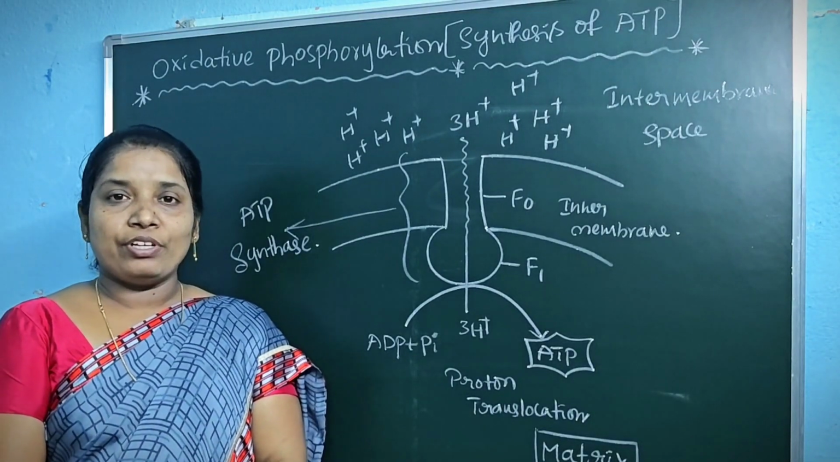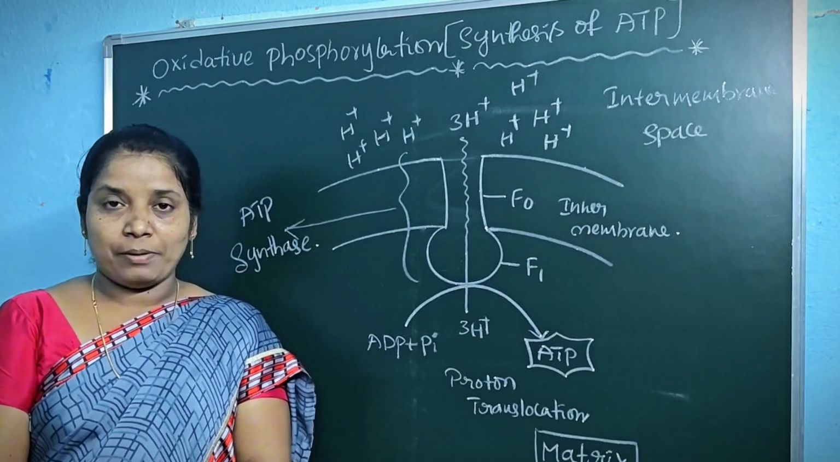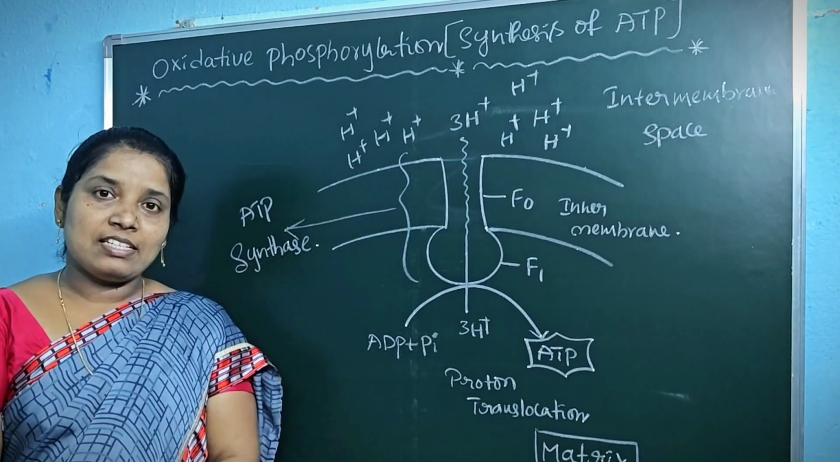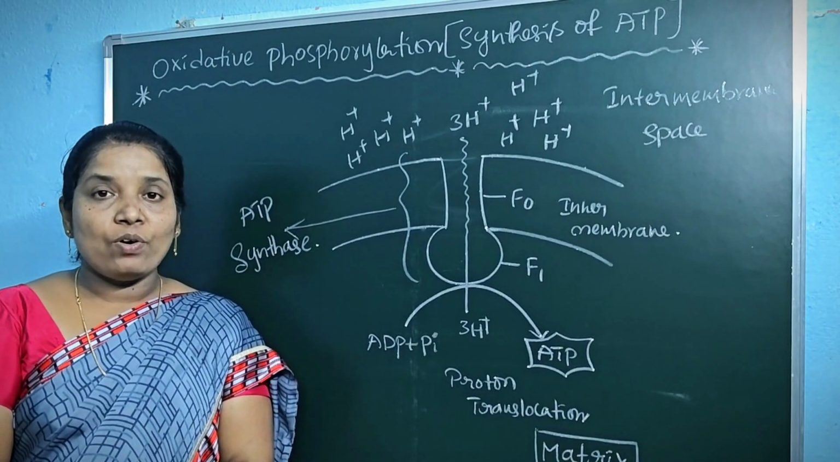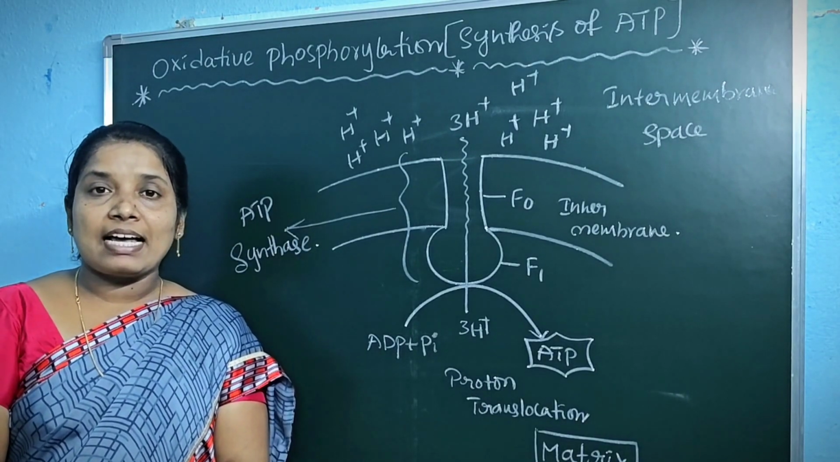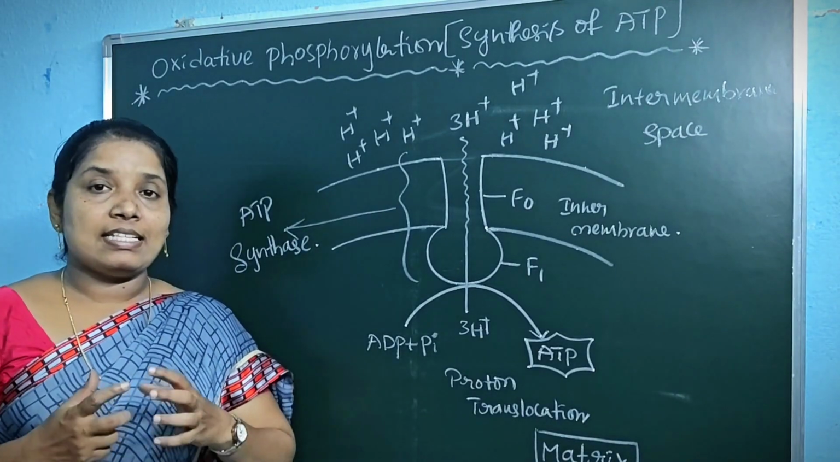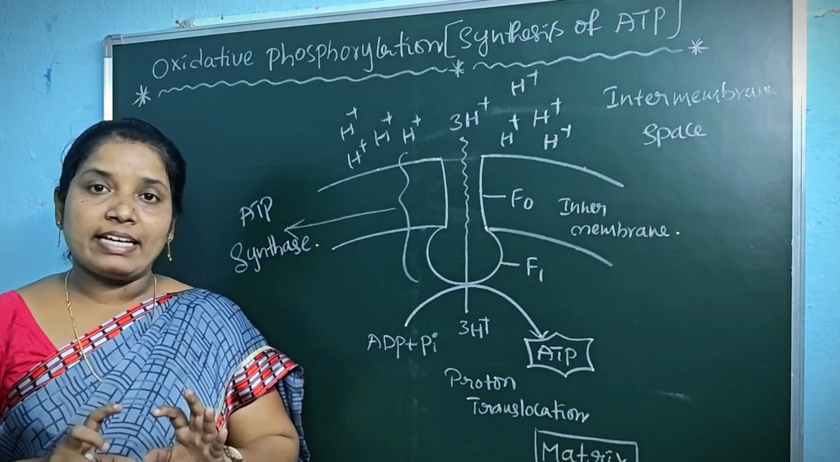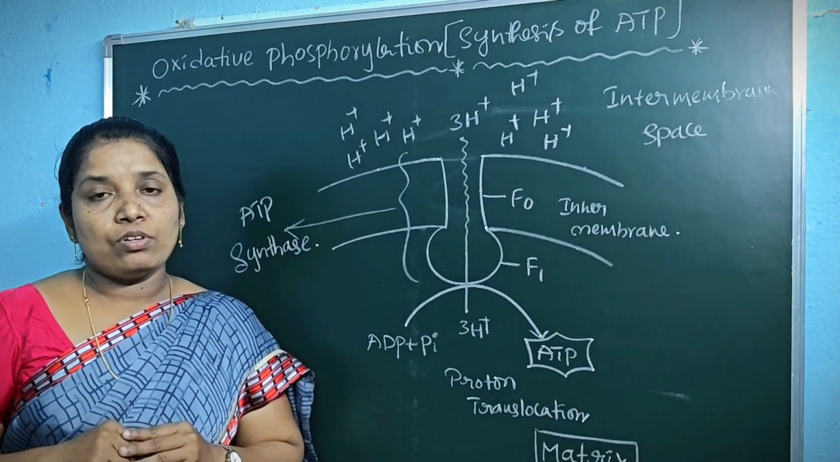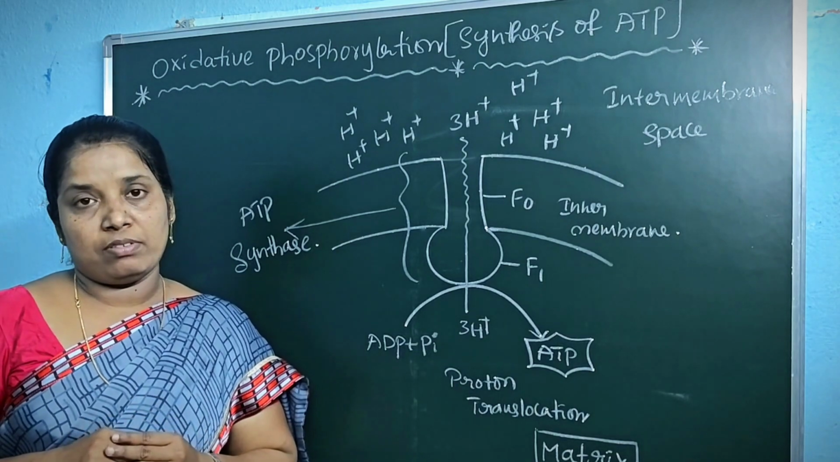In this video, I am going to give you a brief lecture on oxidative phosphorylation. Oxidative phosphorylation is nothing but ATP synthesis closely associated with the consumption of oxygen. So it involves the consumption of O2. That's why this is called oxidative phosphorylation. It is based on Peter Mitchell's chemiosmotic hypothesis.